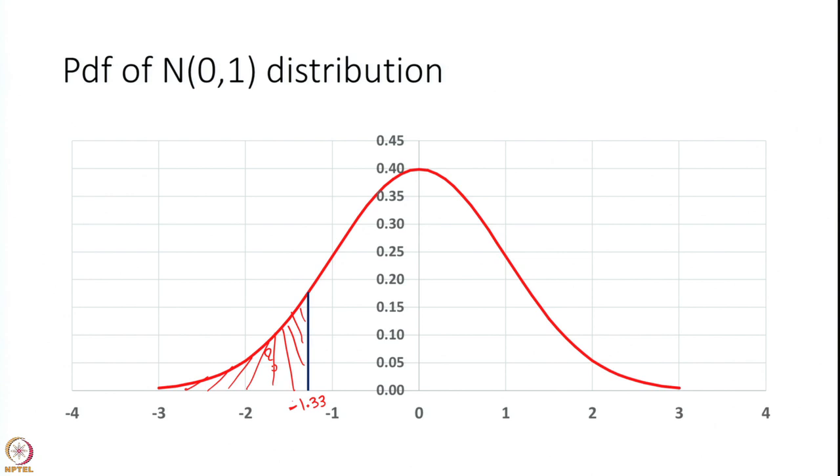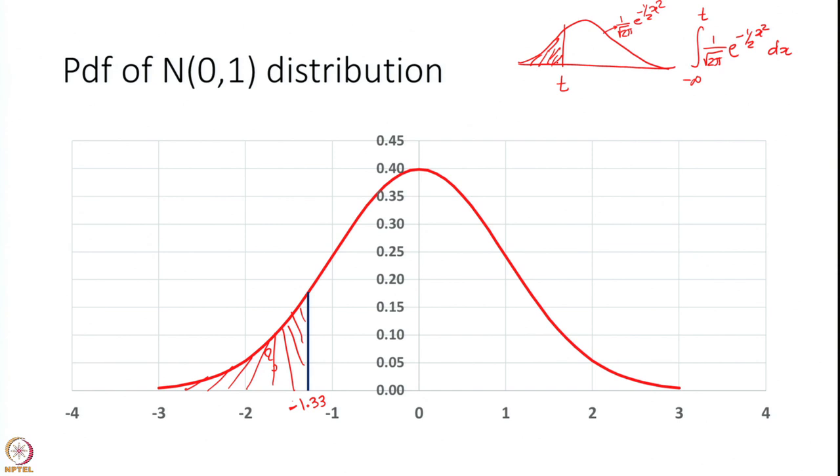General normal tables that are available tend to give you the probability of any value t less than or equal to this. So it gives you the integration from minus infinity to t of 1 over square root 2 pi e to the power minus 1/2 x square dx. It gives the area under this curve. This is the curve of 1 over square root 2 pi exponential to the power minus 1/2 x square. So this is the value which is generally tabulated.